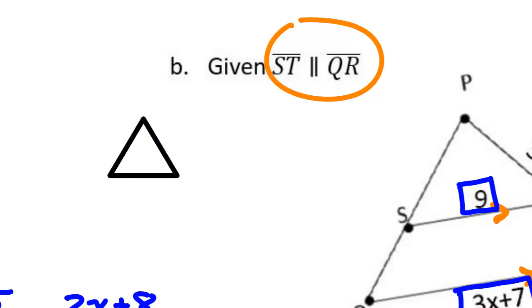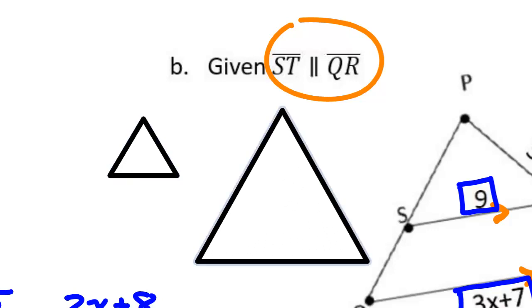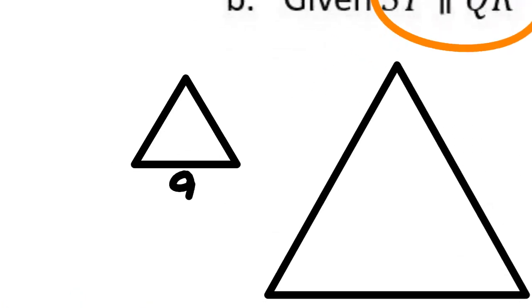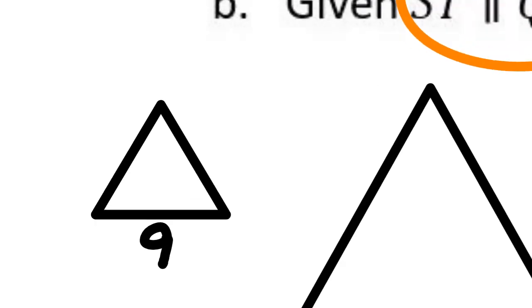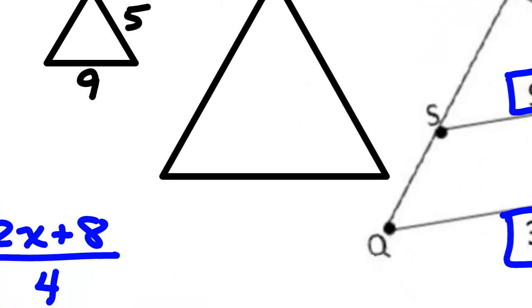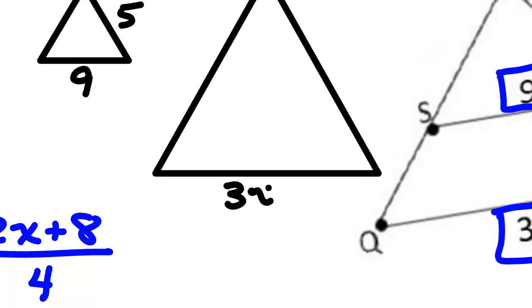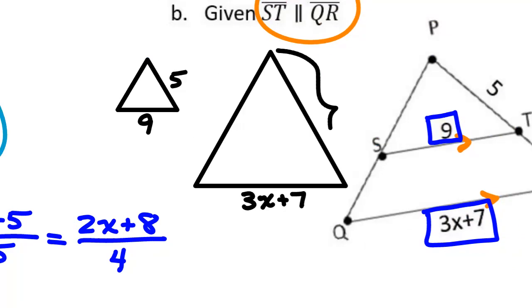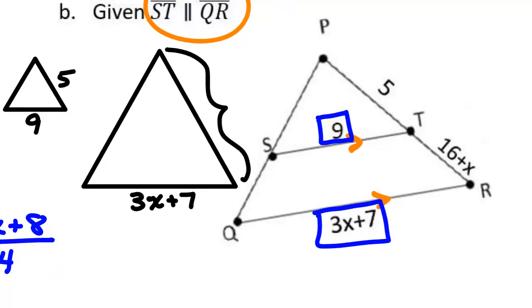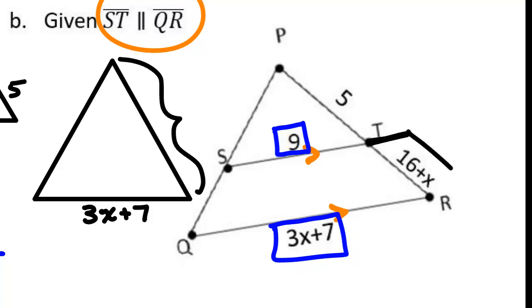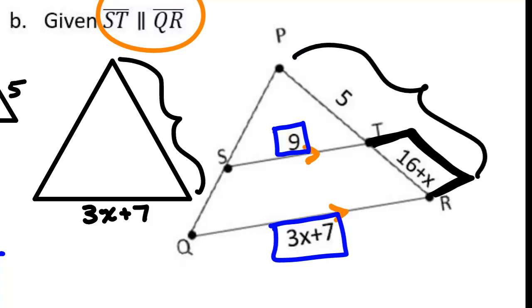All right, so there's my smaller triangle. There's my larger triangle. On the smaller triangle, the bottom is 9. And the right-hand slanted side is 5. On the larger triangle, the bottom is 3x plus 7. This side, though, is the one that'll cause grief, because only this much right here is 16 plus x. I want this whole thing.